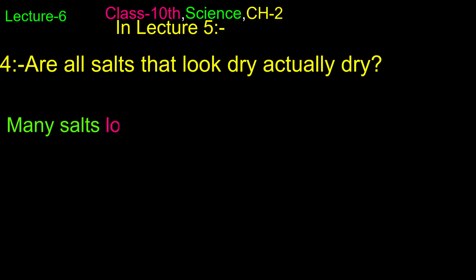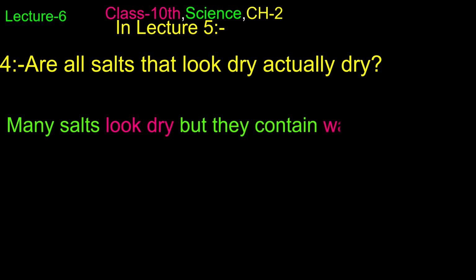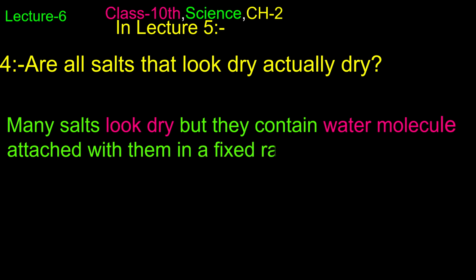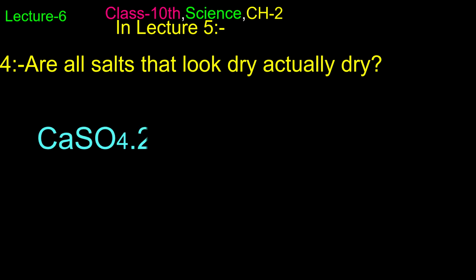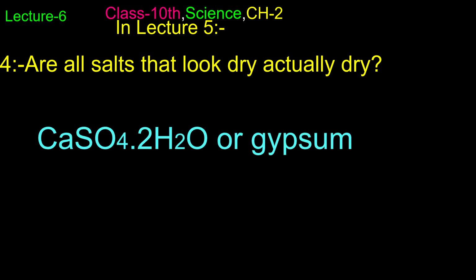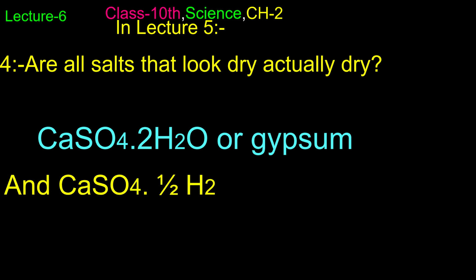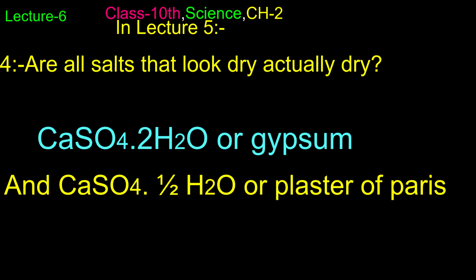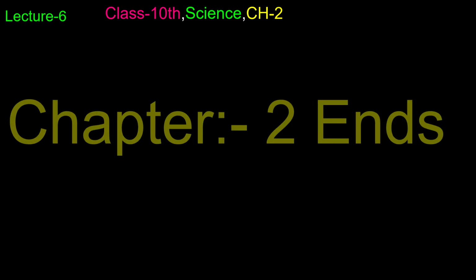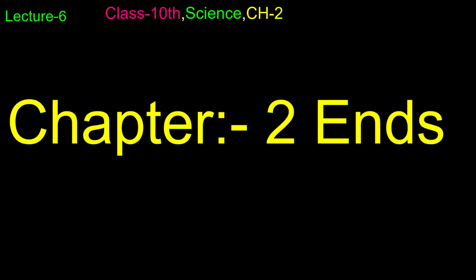Many salts look dry, but they contain water molecules attached to them in a fixed ratio. Examples are CuSO4.5H2O and CaSO4.2H2O, meaning gypsum, and CaSO4.½H2O, meaning plaster of Paris. So that's all we studied in chapter 2.